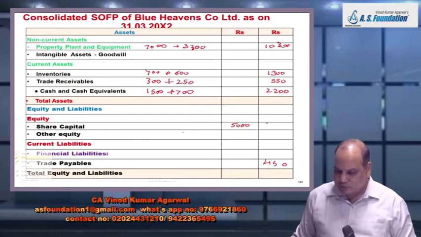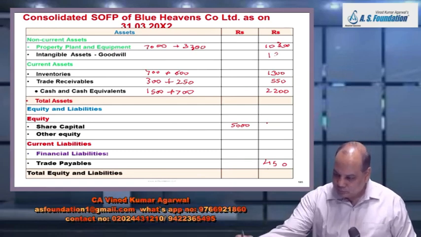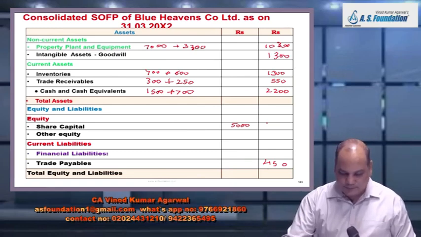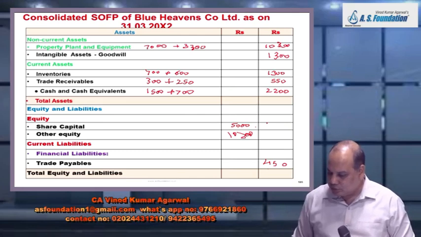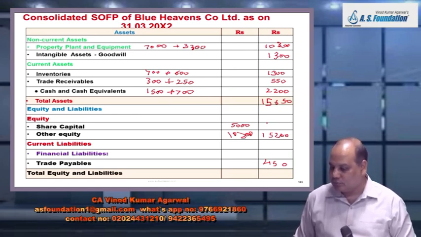How much did you say goodwill? How much did you say other equity? 10,200. So total in the outer column 15,000, 15,200. What is the total of your SOFP? 15,650. Tallied. Go to the next question.